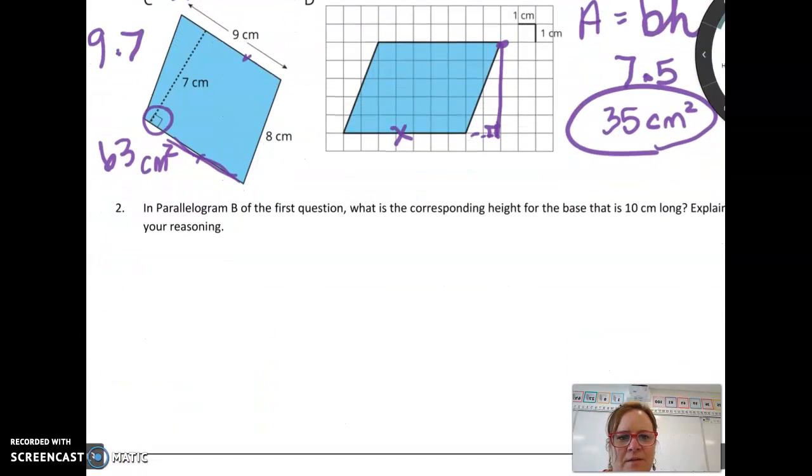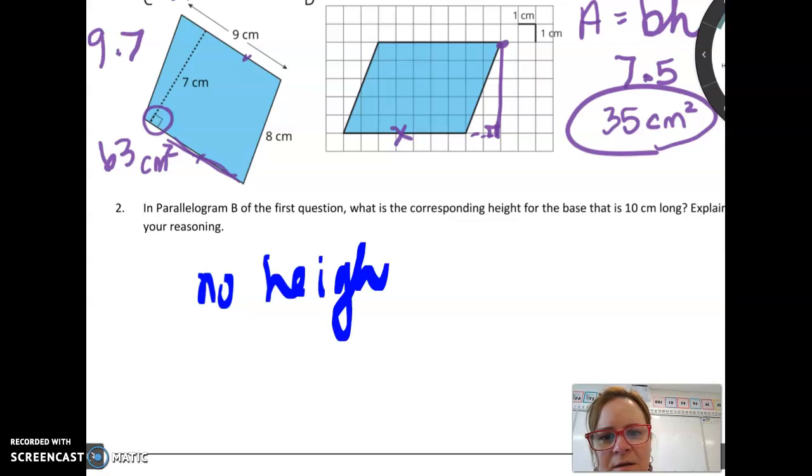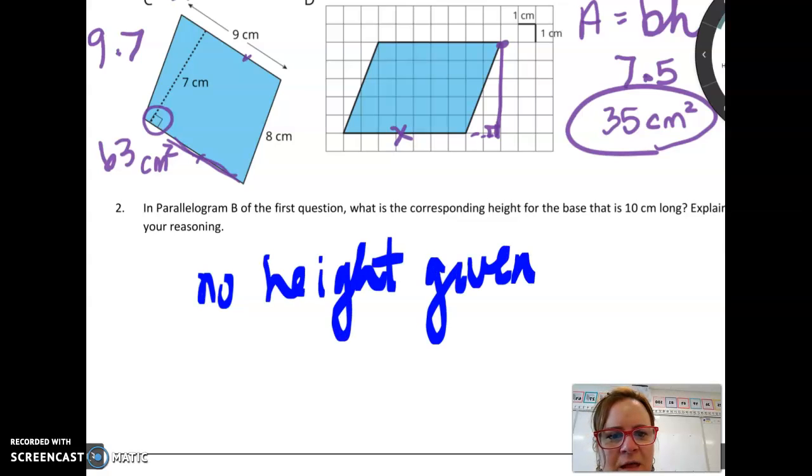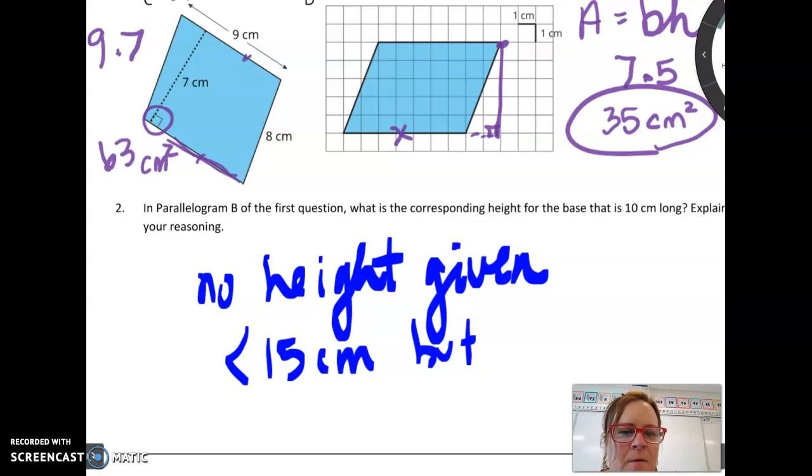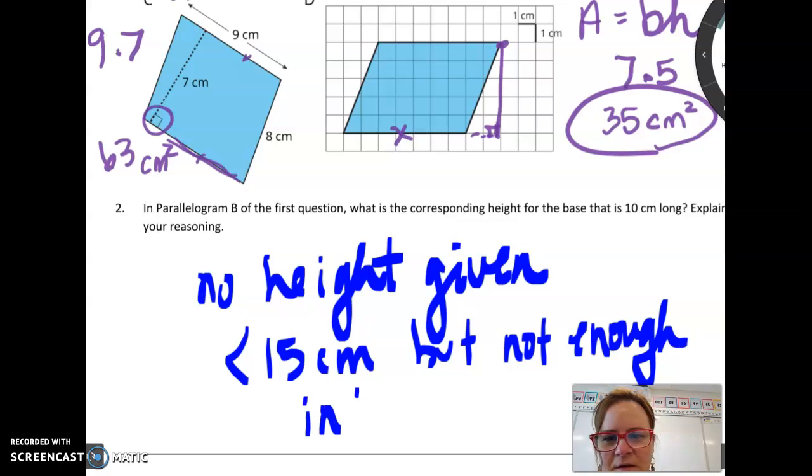Obviously 15 is going to be a little bit longer since this side is diagonally positioned, but we don't know. So when it says what is the corresponding height, there's no height given. We can reason that it's going to be less than 15 centimeters, but not enough information is given for us to exactly answer that question.